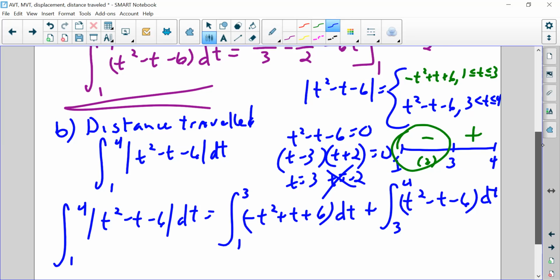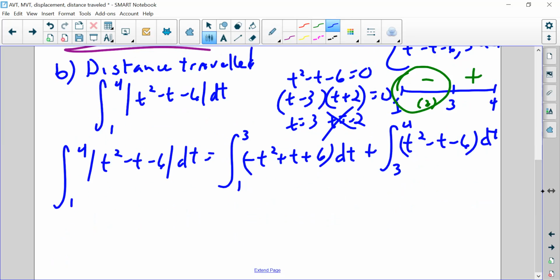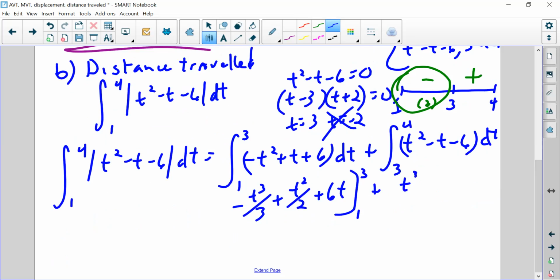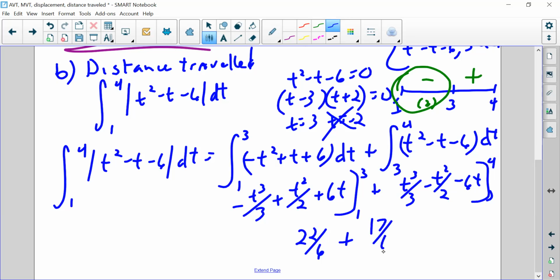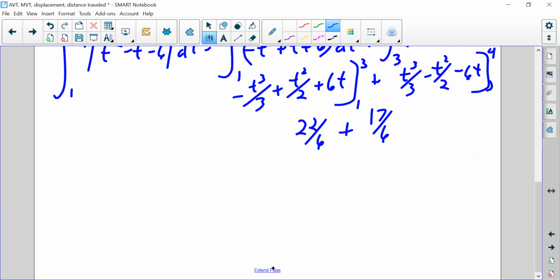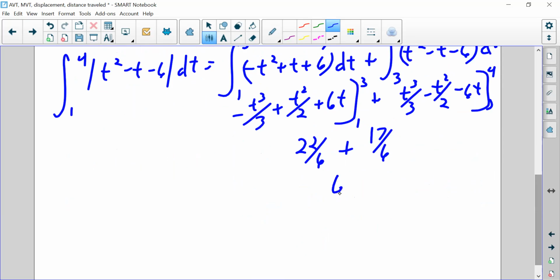Okay? And so now just do my antiderivative. So that's negative t cubed over 3 plus t squared over 2 plus 6t, evaluated from 1 to 3. And this is t cubed over 3 minus t squared over 2 minus 6t, evaluated from 3 to 4. I did this in my calculator. You can go back and check me. And I got 22 over 6 plus 17 over 6 for a nice, pretty final answer of 61 over 6.